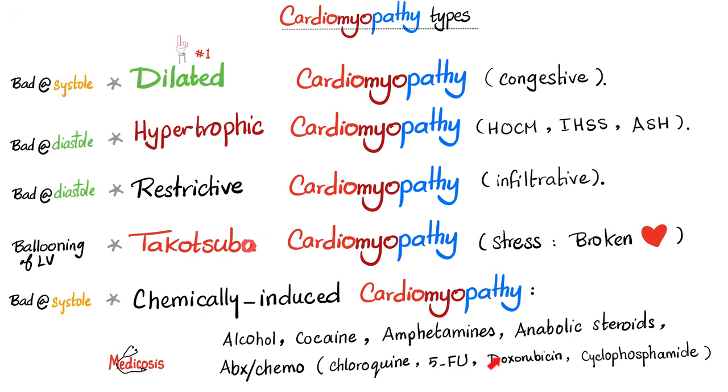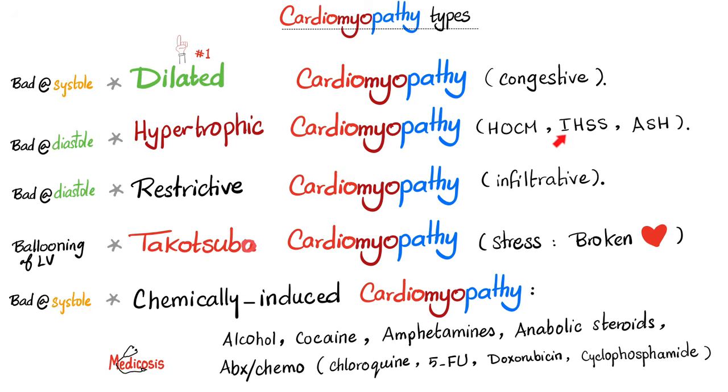Many of the chemicals that cause chemically induced cardiomyopathy are the same chemicals that can lead to dilated cardiomyopathy. For instance, alcohol, cocaine, doxorubicin, etc. In dilated cardiomyopathy, the patient usually has symptoms of heart failure, so it's called congestive cardiomyopathy. In hypertrophic cardiomyopathy, it's called hypertrophic obstructive cardiomyopathy because I have obstruction of the left ventricular outflow tract.